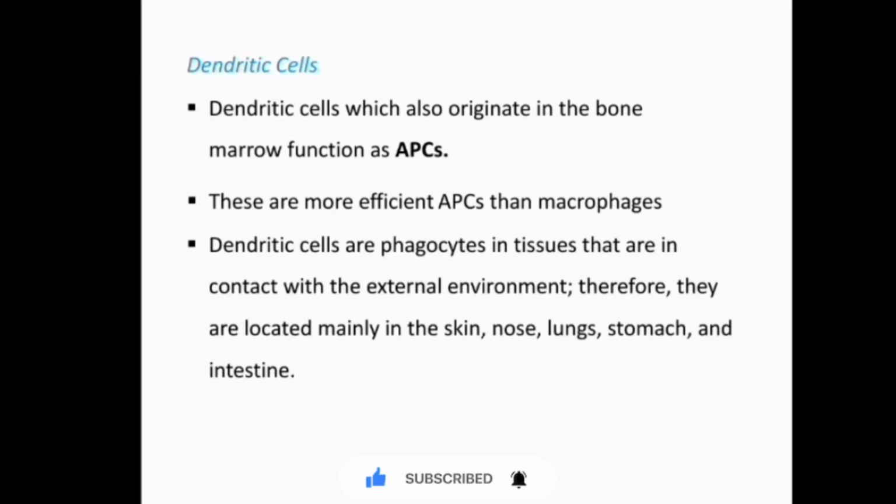lymphocytes. And coming to dendritic cells. Dendritic cells, which also originate in the bone marrow, function as antigen presenting cells. Antigen presenting cells are dendritic cells and macrophages. Dendritic cells are more efficient APCs than macrophages. Dendritic cells are phagocytes in the tissue. They are in contact with the external environment. Therefore, they are located mainly in the skin, nose, lungs, stomach, and intestine.